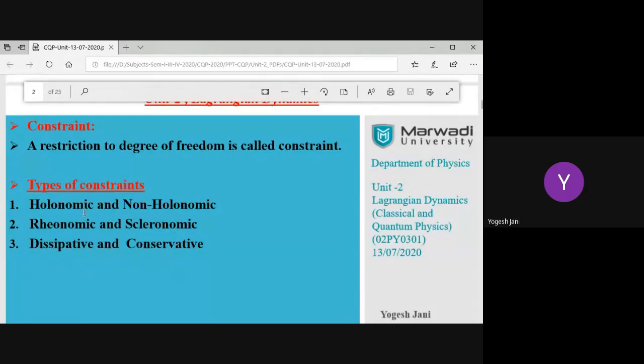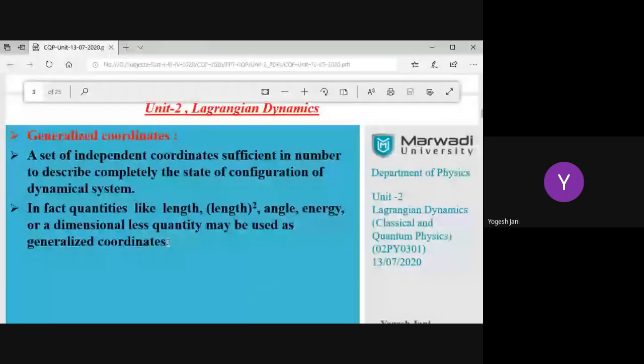Now the generalized coordinates. What are the generalized coordinates? We discussed a little bit about them: a set of independent coordinates, in number sufficient to completely describe the configuration of a dynamical system. In fact, length squared, angle, energy, a dimensionless quantity, anything can be considered a generalized coordinate. Remember, it is called generalized because you can accommodate any type of coordinate. There is no restriction here. So that is called the generalized coordinates.